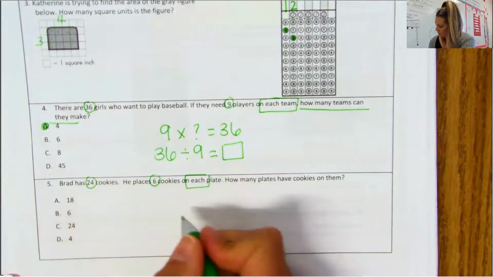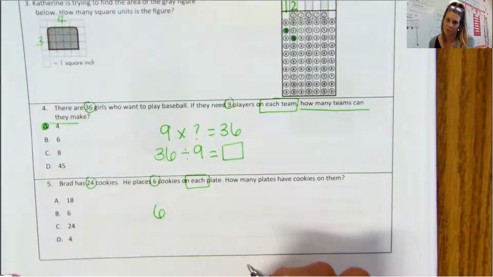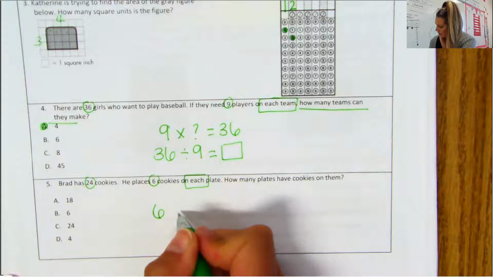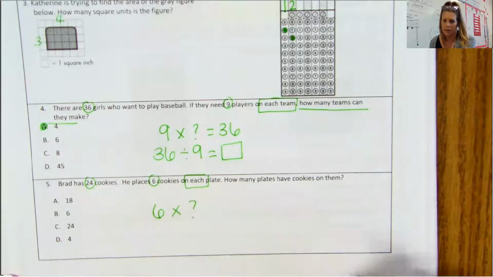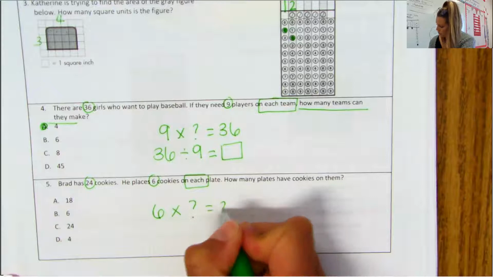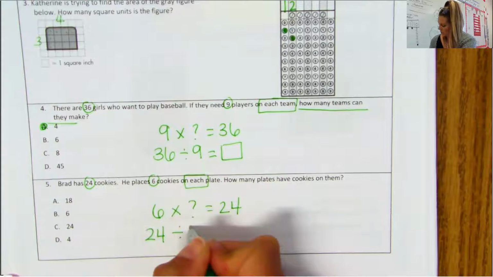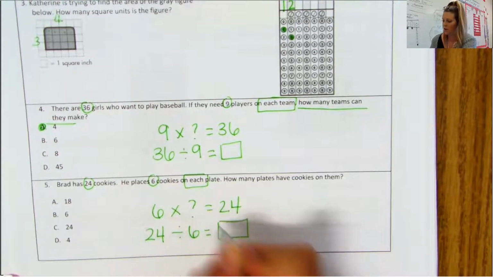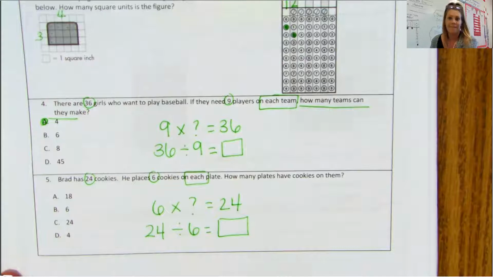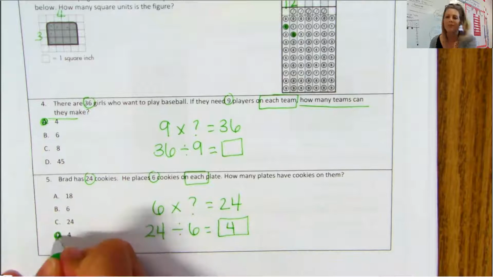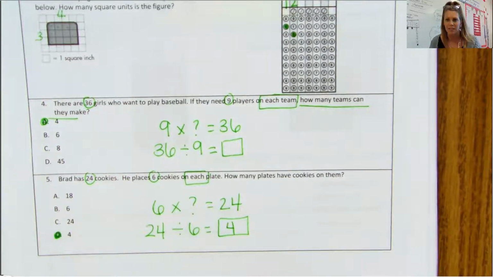Each helps me know you can multiply or divide with each, but 6 cookies on each plate times, we don't know how many plates, equals 24 cookies, or I have 24 cookies, I'm putting 6 on each plate. How many plates are there? What did you get? Well, I know 6 times 4 equals 24. So hopefully you bubbled in D. Give me a ninja karate chop. Ready, set, go. Hi-ya! All right, flip that baby over.